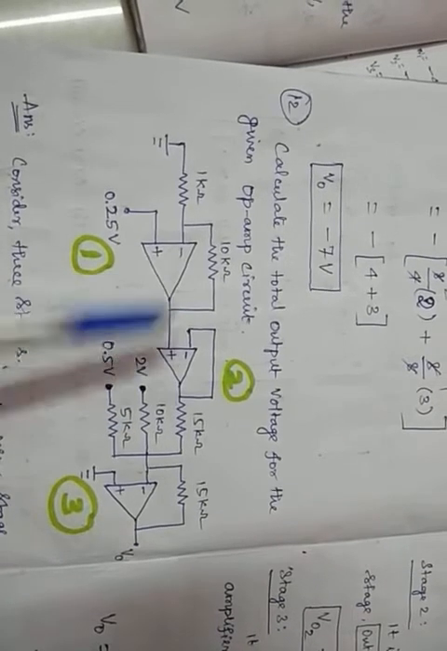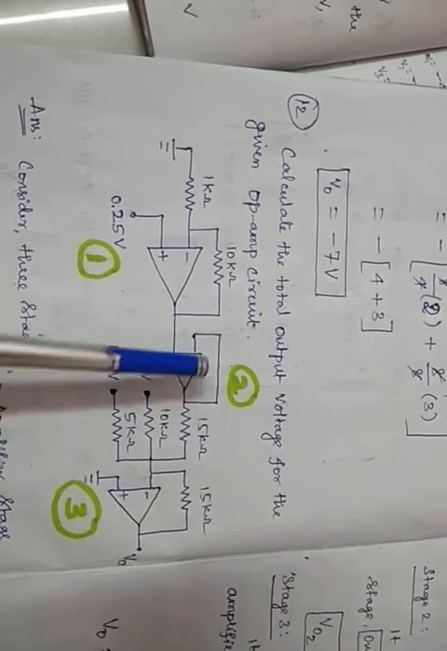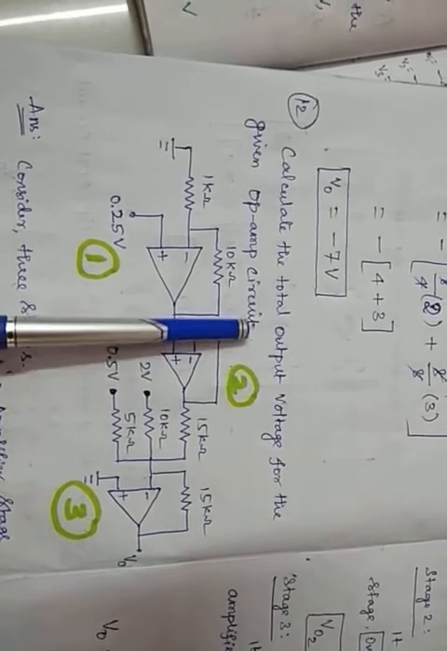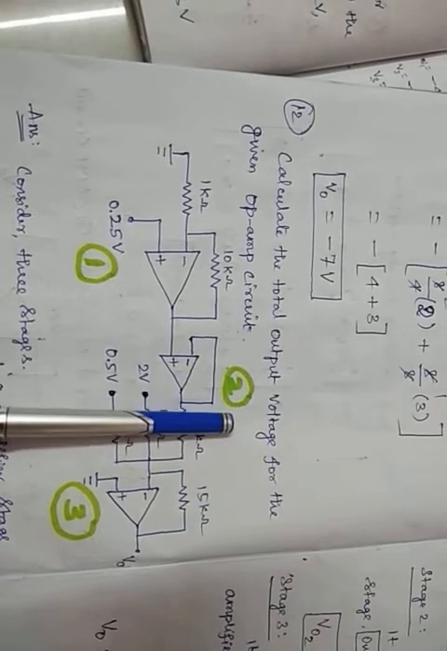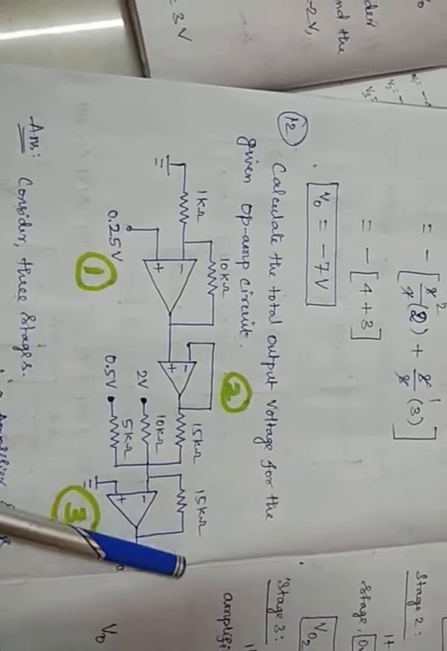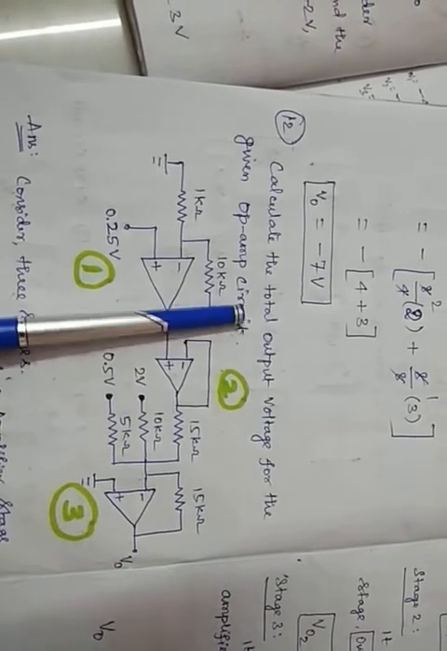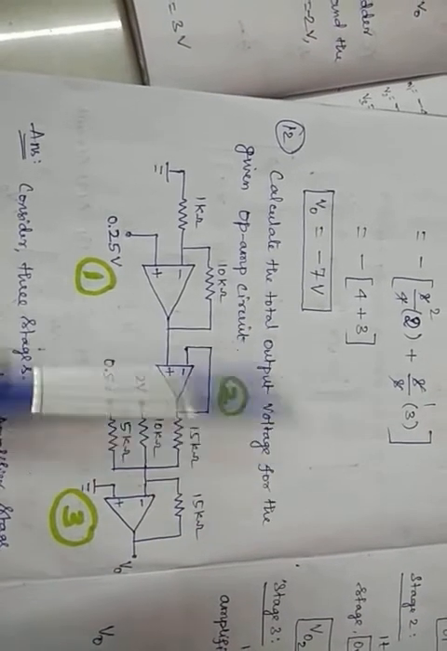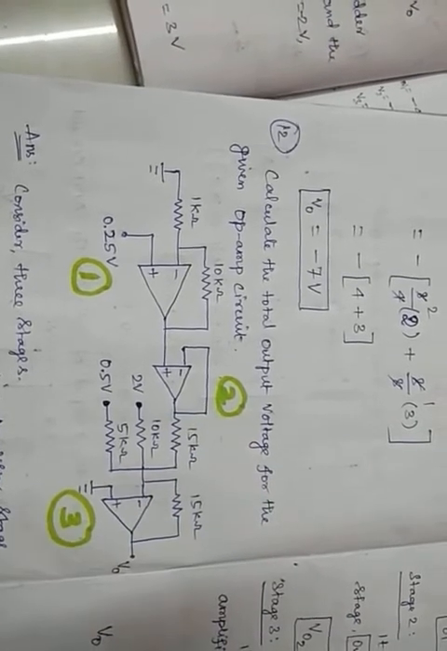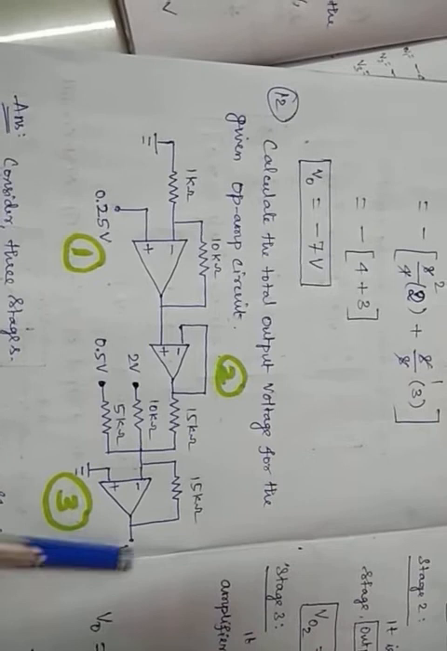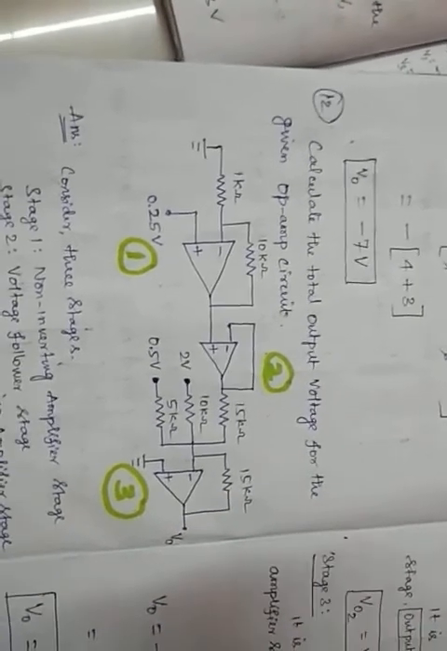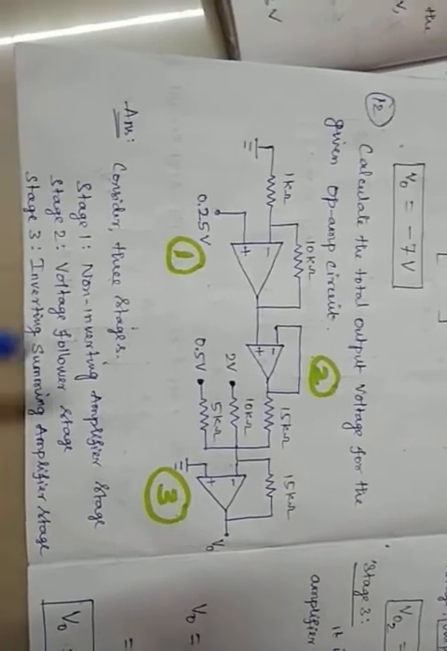In this kind of problem, first you have to calculate the output of the first stage. Then the output of the first stage is the input for the second stage, and the output of the second stage will be the input to the third stage. So first you calculate the output of stage 1, then the output of stage 2, and finally the output of stage 3, right? So we'll see how we are going to calculate this output value for the given circuit.